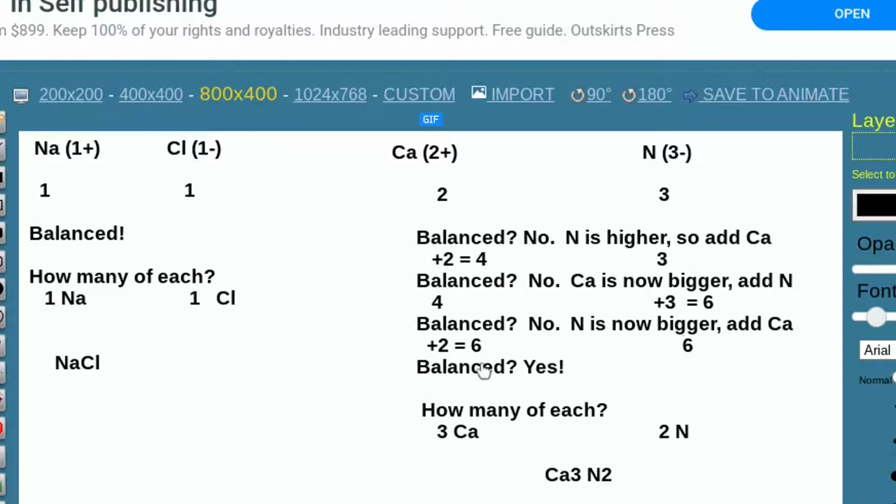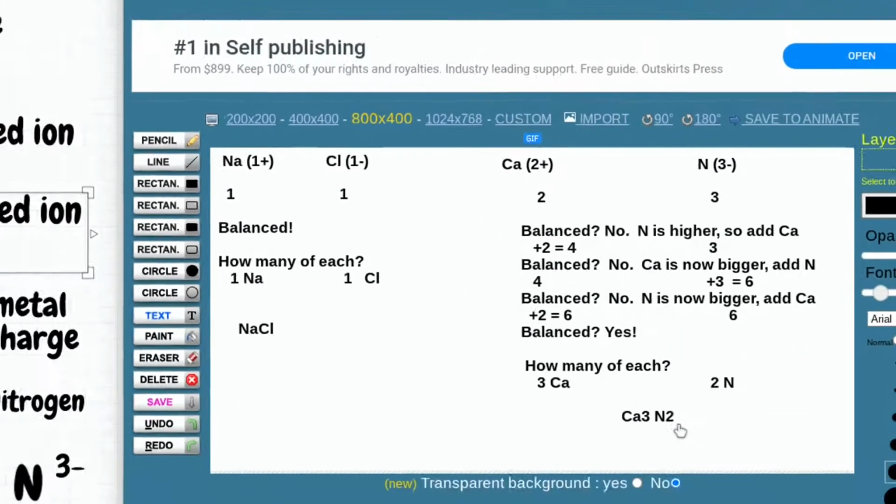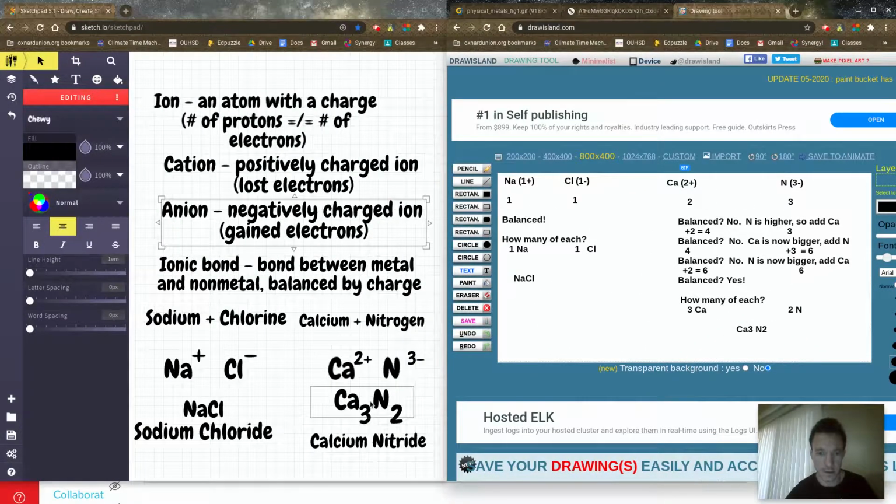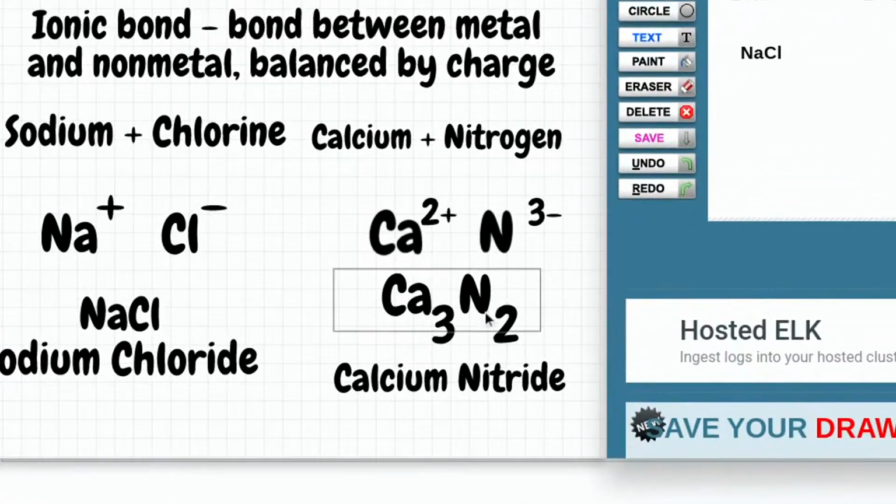How many did it take of each side? Well, it took 3 calciums to get to 6, and it took 2 nitrogens to get to 6. We just kept going until they're balanced. So that looks like 3 calciums, 2 nitrogens. This is our ratio right here, Ca3N2 for calcium nitride.